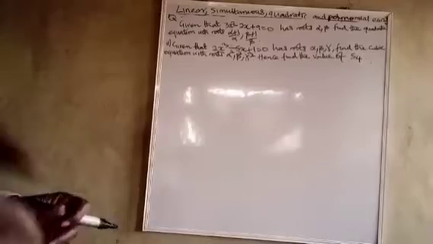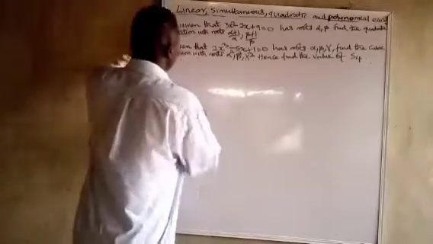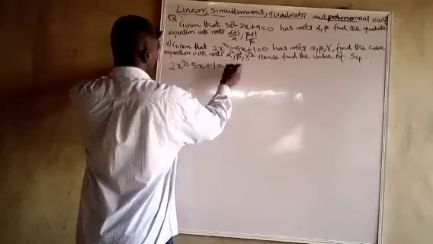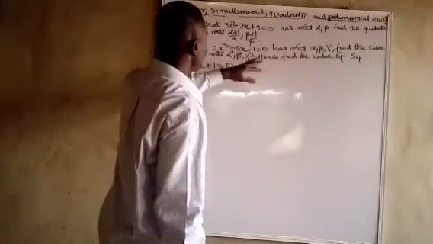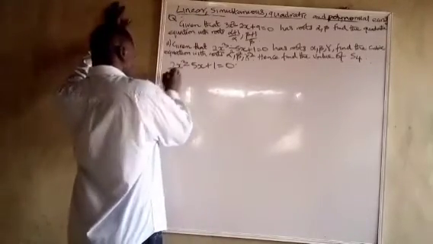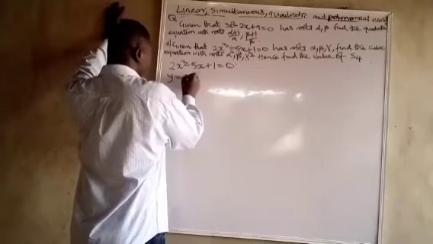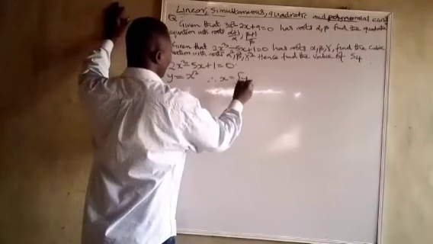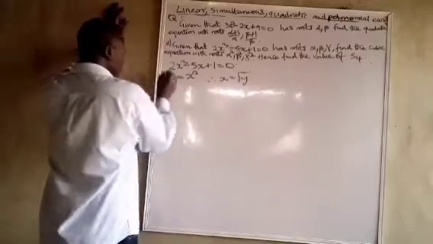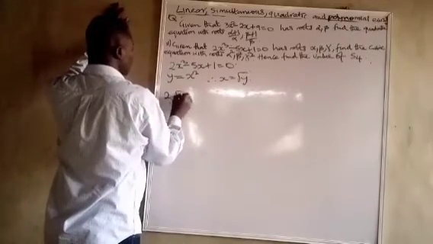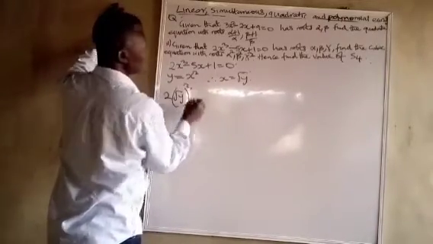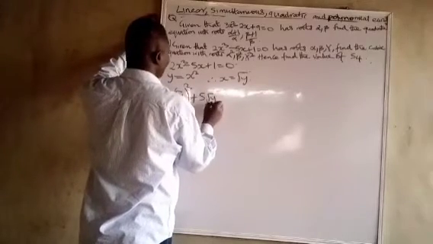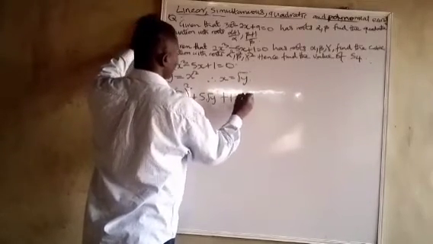Let's do the next one. So we have this equation 2x cubed minus 5x plus 1 equals 0, and you are told to find the equation with roots alpha squared, beta squared, and gamma squared. So the easiest thing is to say y equals x squared. Therefore, x equals root of y, just like the other one we did. So we now slot it in here. We have 2 root y cubed plus 5 root y plus 1 equals 0.